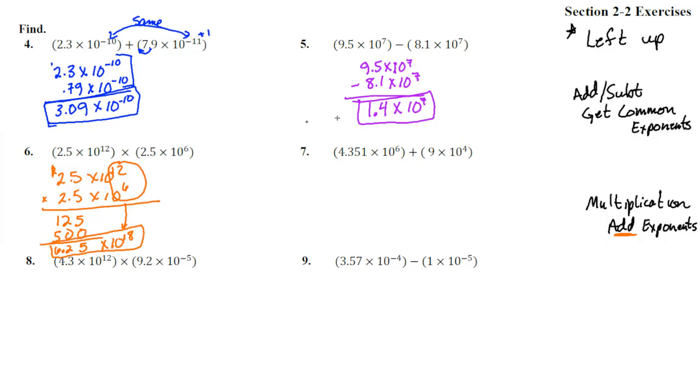Excellent. Number 7. We're adding, so we've got to get common exponents. Okay, let me see. This is a 6, and that's a 4. Let's move this one up 2. So we've got to go up 2. So that means this decimal that's right after the 9 has to go 1, 2. So it is 4.351 times 10 to the 6th plus, and now this is going to be 0.009. Nope, it's just 0.09. 0.09 times 10 to the 6th.